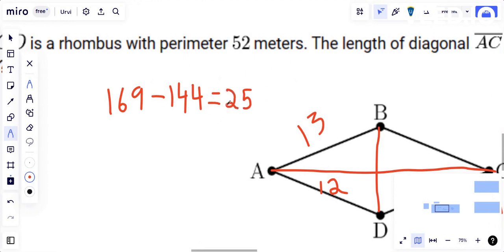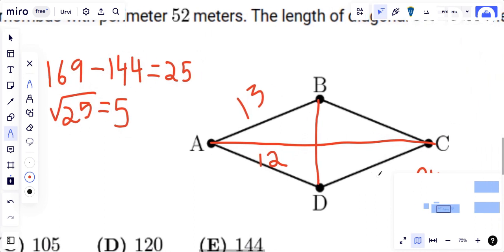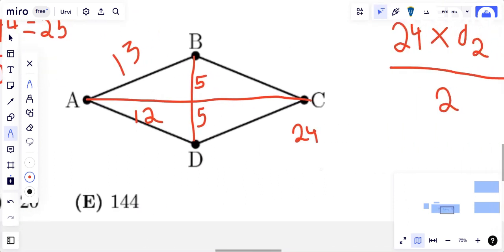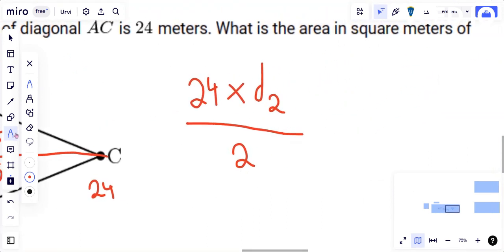And we find the square root of 25 and we get 5. So the square root of 25 is 5. So basically, from this we find out that this right here is 5. That means that BD must be 5 plus 5, which is 10. Now, let's continue with this. Let me substitute.